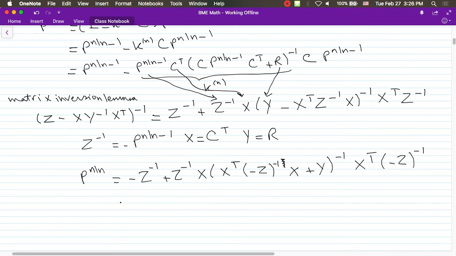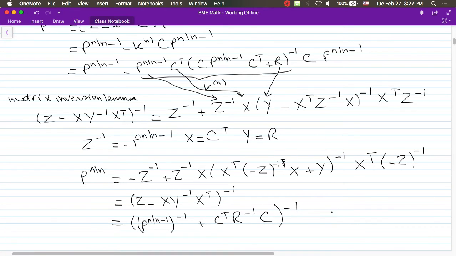Just to take care of the minuses, what I get is the left side of this equation, which is Z minus XY minus 1, X transpose, minus 1. Now if I write it in terms of the parameters that I had, this Z here is minus the minus P, which is P of N given N minus 1 quantity inverse plus C transpose R minus 1 C quantity inverse.